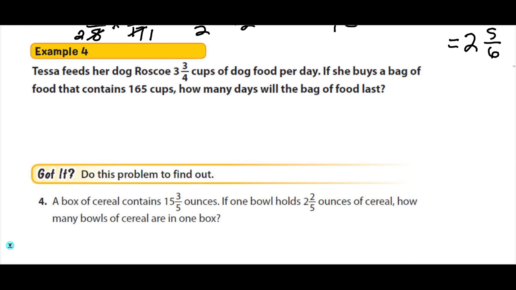All right, so if we have a huge container, we need to figure out how many days worth it will actually last us. So we're going to take 165, and we need to split it up into 3 3/4 sections. So that's going to be 165 over 1 divided by, and then we have 4 times 3, which will be 12, plus 3, which will be 15, so 15/4.